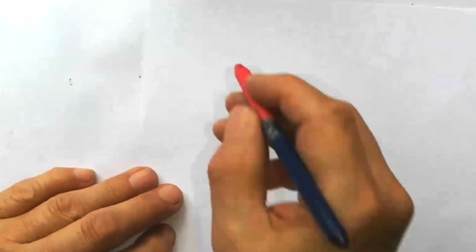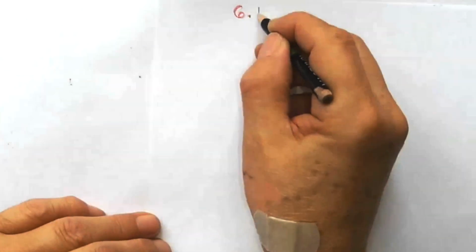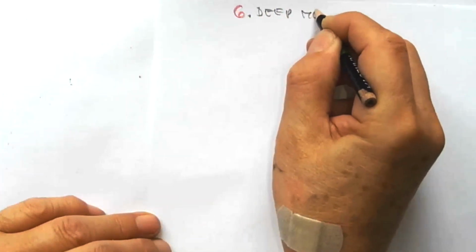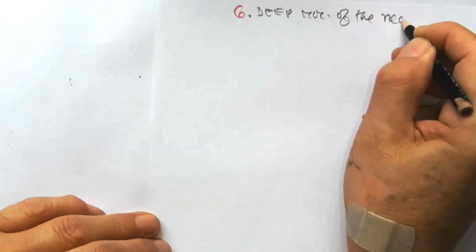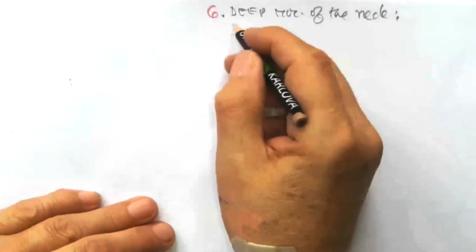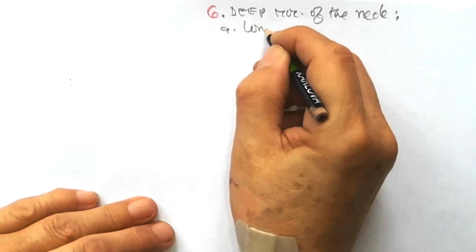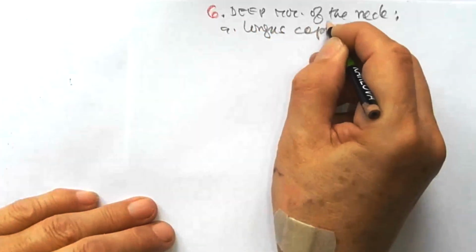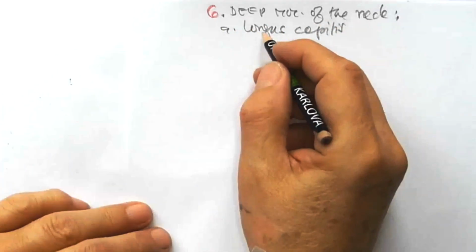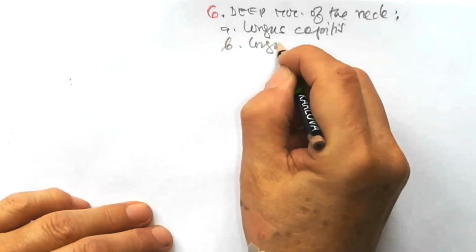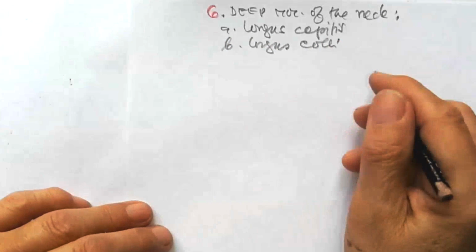And then the very last one is number 6. Scaleni, we said, are muscles of inspiration, correct. And number 6 are the muscles called deep muscles of the neck. Deep muscles of the neck. Yes, and there are two only. This is longus capitis, and longus colli. Longus colli, longus capitis, longus colli.